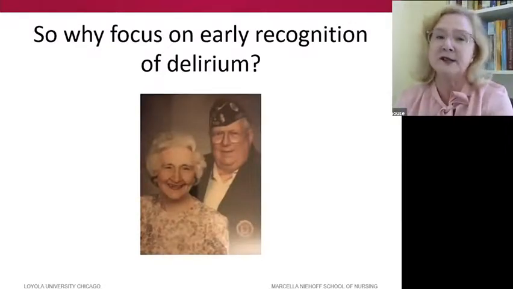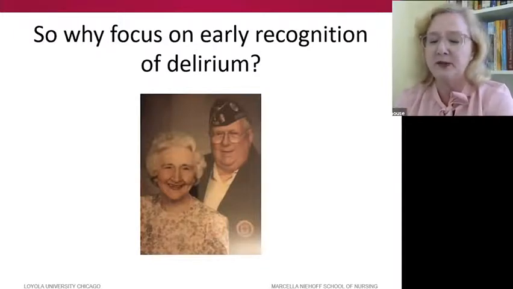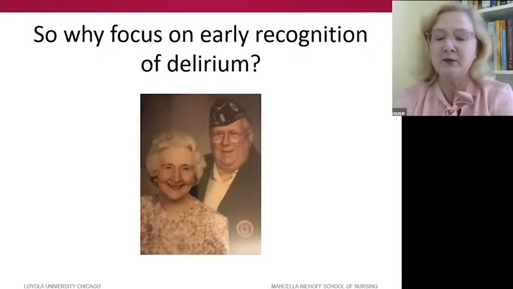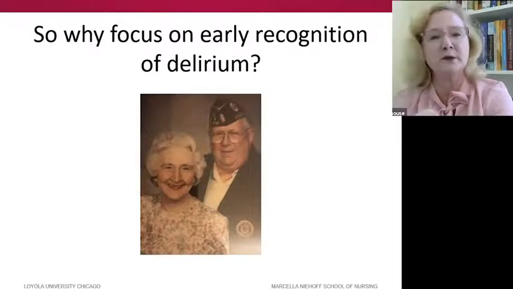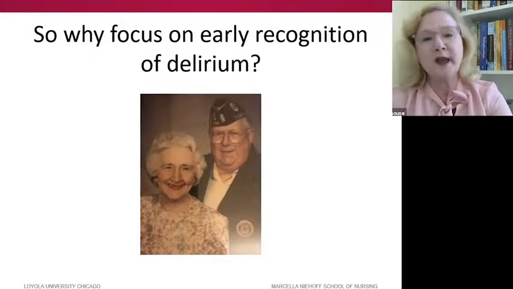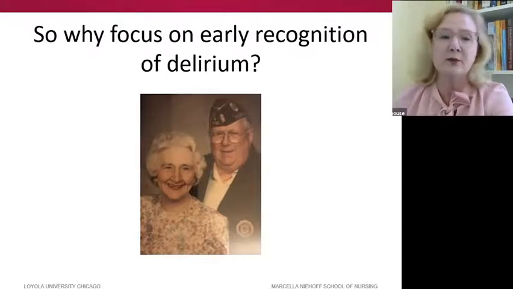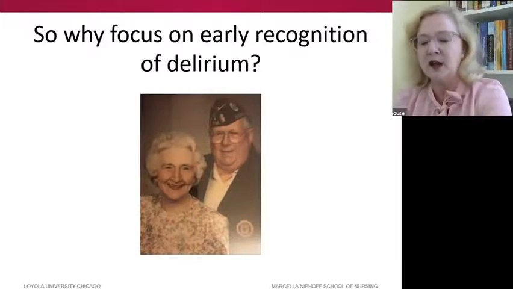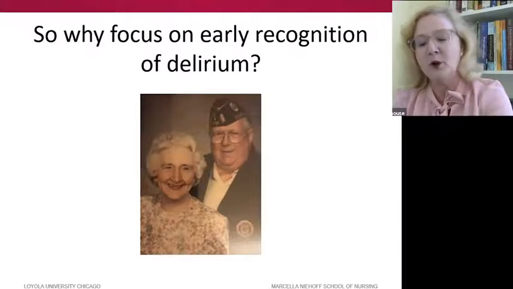So why focus on early recognition of delirium? Well, not all precipitating factors of delirium can be prevented. So we know that maintaining mobility, providing our sensory supports like hearing aids, glasses, supporting the sleep-wake cycles, eliminating drugs for inappropriate use for older adults, and other nursing interventions can decrease delirium risk, but there will still be incidences of delirium.